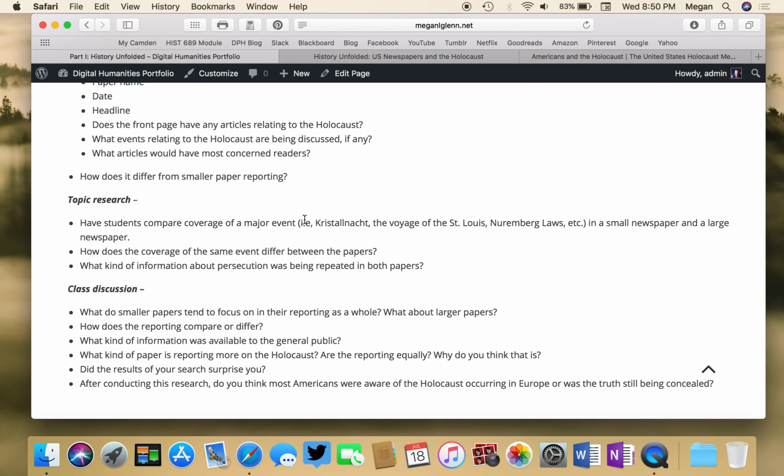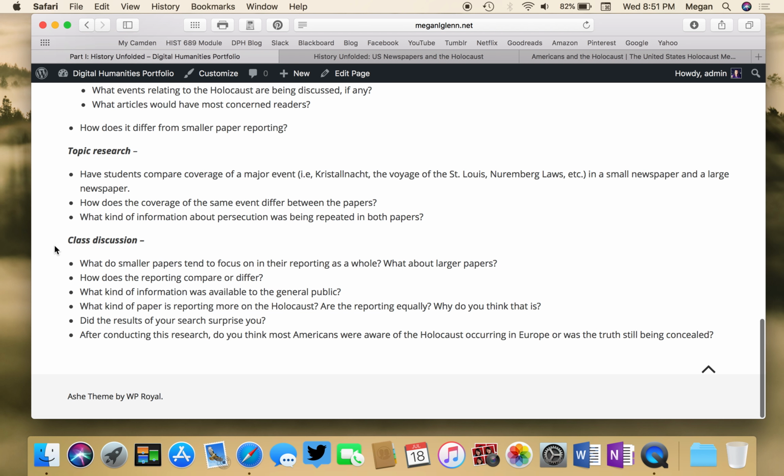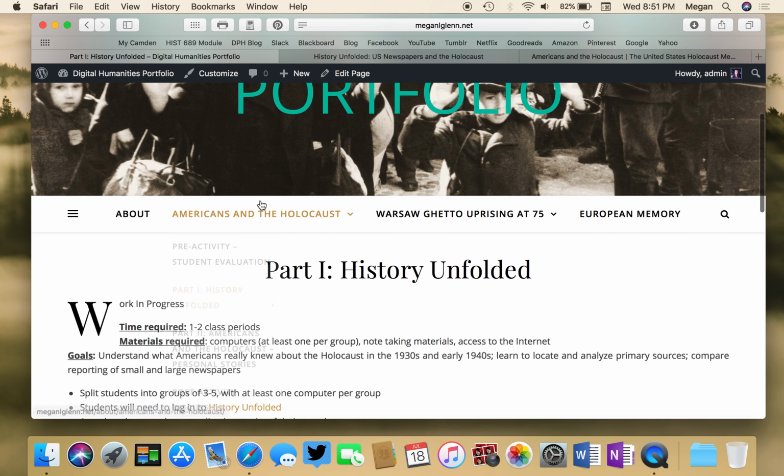They do a research as well. This is less of the focus, but more of a time to also compare and get a better side-by-side perspective of different major events, the Night of the Broken Glass and the Voyage of the St. Louis, within these smaller and larger newspapers, and see how the reporting has changed, if it's changed, or if the coverage is the same. Then students get back together in a group and they discuss what they found, why they think that is, and just kind of have a discussion about the information that they've located and a discussion about primary source material and how they've used it in their research.